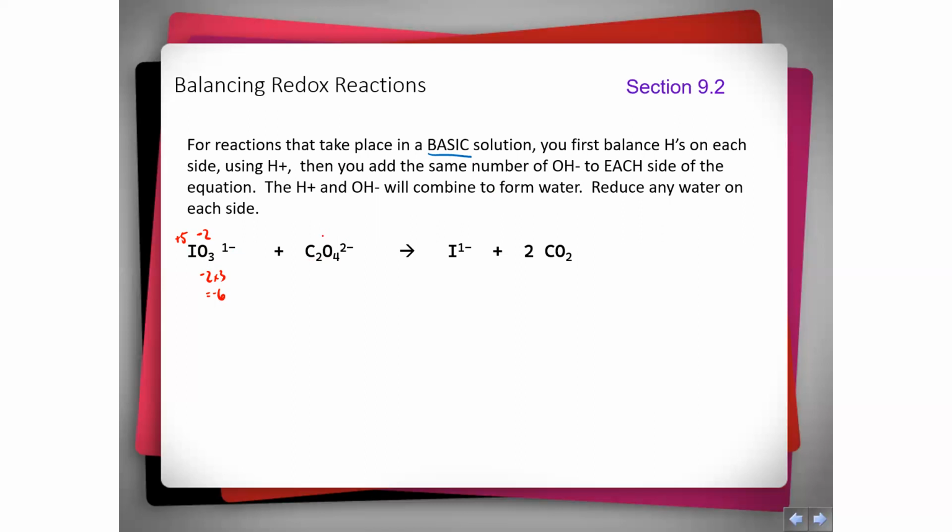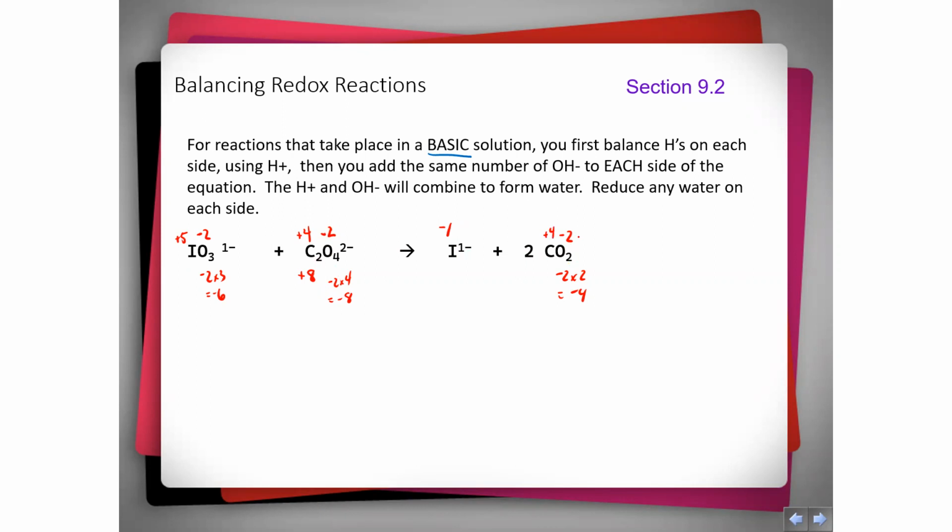On C2O4, each oxygen is 2-. Of course, there are 4 of them. That's a total of -8. That means my total carbons have to be +8. There are 2 of them. So each carbon will have to be +4. Iodine is going to be the same as its charge, so it's going to be -1. Oxygen will be 2- here. 2- times 2 is -4, and therefore each carbon is +4.